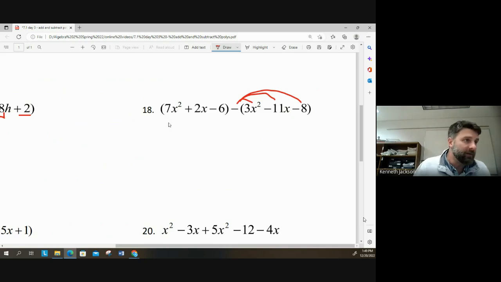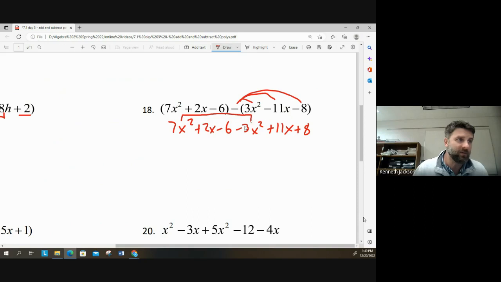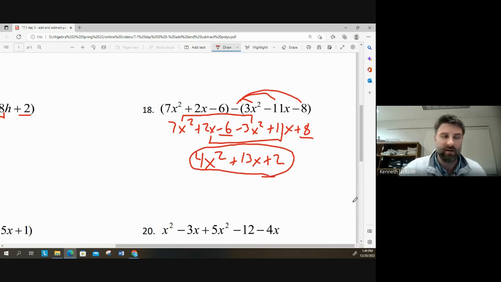So on 18 here, I'm going to copy down the first set of parentheses, 7x squared plus 2x minus 6. And this negative sign makes that negative 3x squared plus 11x, a negative and a negative make that a positive, plus 8. Once I've copied everything down and simplified it by getting rid of the parentheses, combine like terms, x squared and x squared. 7 minus 3 is 4. 2 plus 11 would give me plus 13x. And negative 6 plus 8 would give me plus 2. So to add and subtract those, I would end up here. 4x squared plus 13x plus 2, written in the correct order.